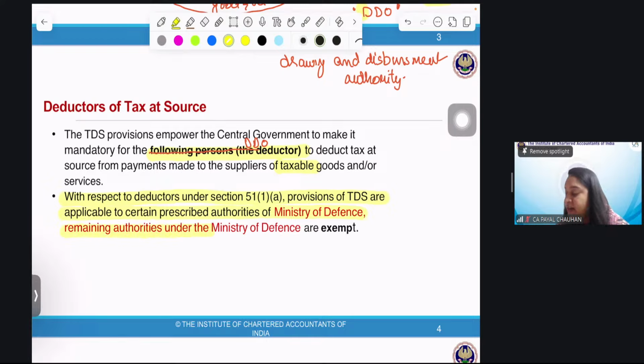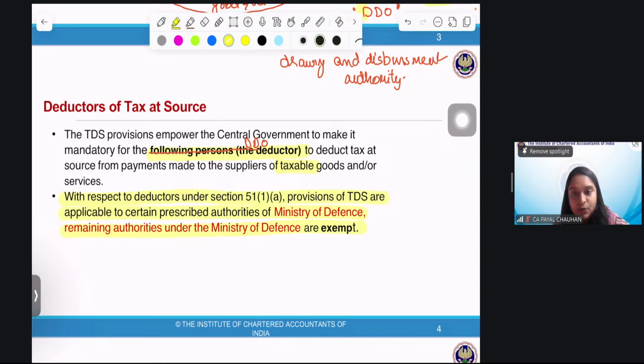Remaining authority under Ministry of Defense are exempted. Let me be very precise. In case of Ministry of Defense, TDS is not to be deducted. Otherwise, everyone will know what was the payment made by the Defense Ministry. So, for you people, it's very simple. If it is Ministry of Defense, when the Ministry of Defense will make a payment, then TDS will not be required to be deducted. Did you people understood?